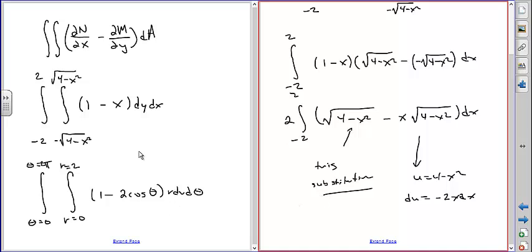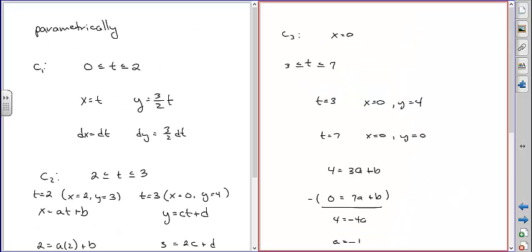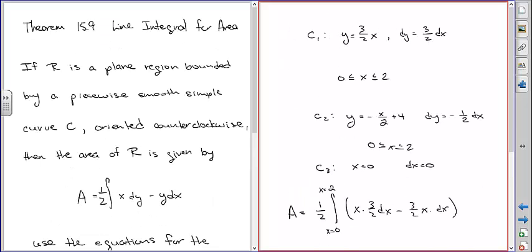Okay. So that's calculating work. The last thing that they use is using it to find areas, which is interesting. I don't really think it's that useful because you can use other techniques to find areas. So, but we'll look at one example here.